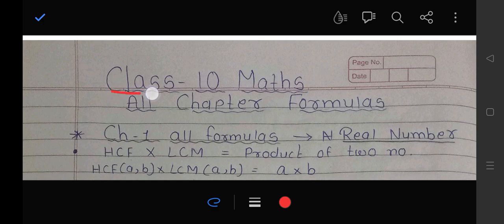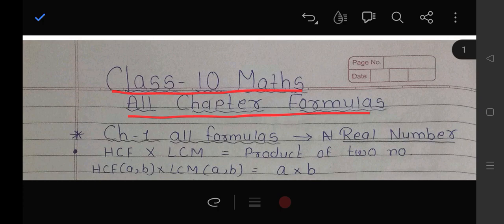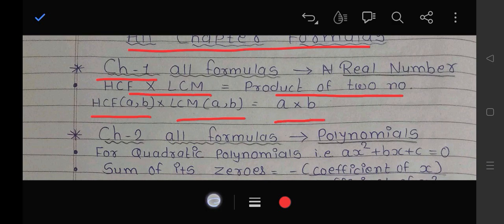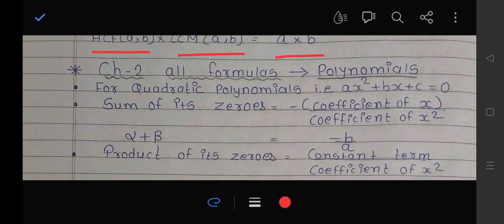Today we will learn class 10 Maths all chapter formulas. So let's start. Chapter 1. HCF into LCM is equal to the product of two numbers. HCF of A and B and LCM of A and B is equal to the product of two numbers, that is A into B.